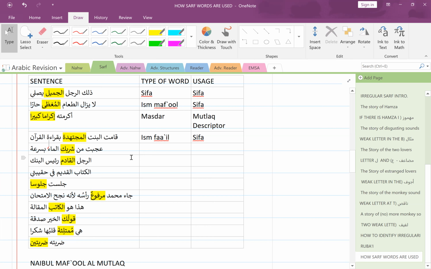And honestly, I'm not so sure because it has to come with this B. Without the B, it means just standing. Like if I just said قامت, she stood. But قامت بـ, then she started doing something, or she began doing something, or such meanings.